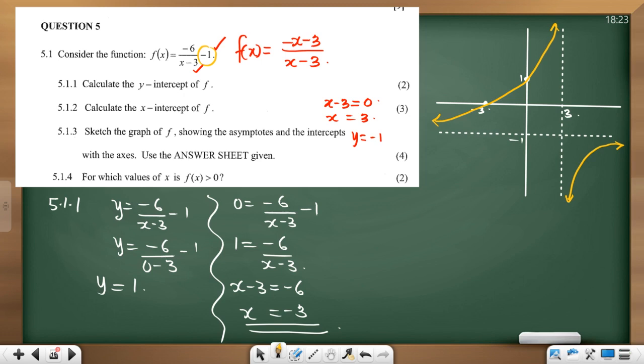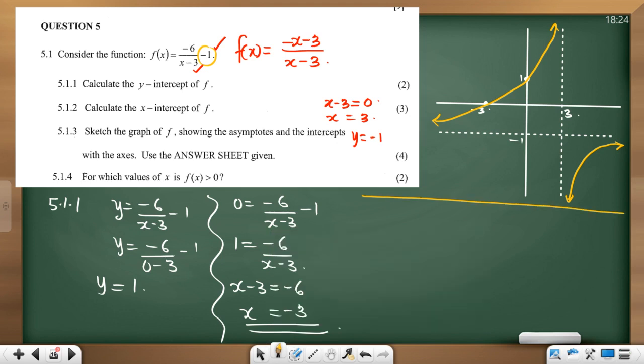Are we okay with this? Is it okay? Show the asymptotes and the intercept with the axis. Let me also do something here. I need your response. Are you okay with this? I want to quickly do something else before I answer 5.1.4.